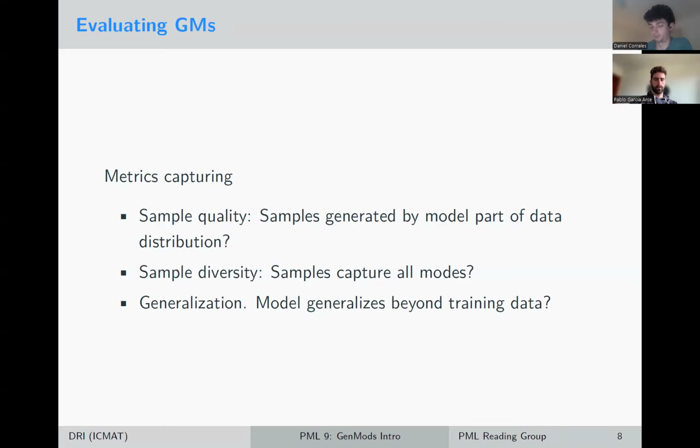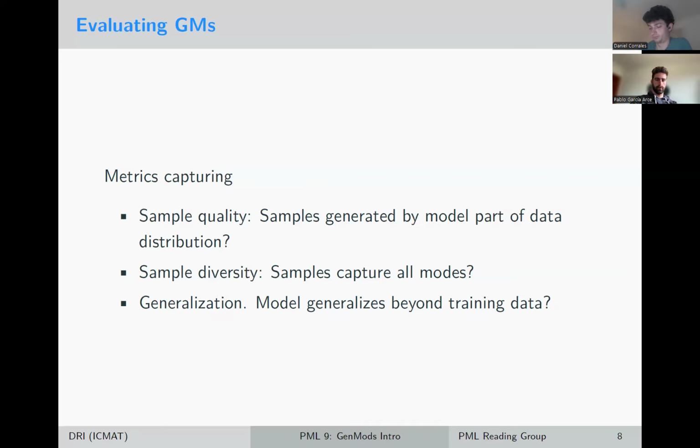Once you have fitted, or learned, the model, you need to evaluate such a model as usual, and you look for metrics capturing various features. The first one is, of course, the sample quality: whether the samples that you are generating with the model come from the distribution of the data you started with.